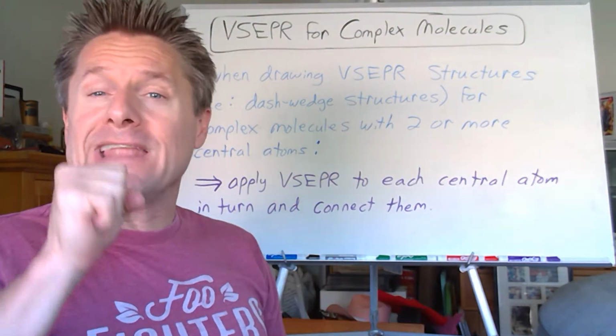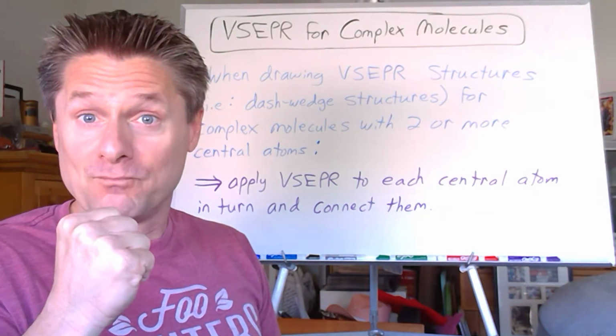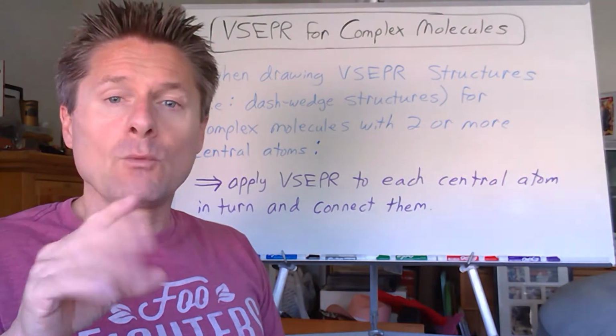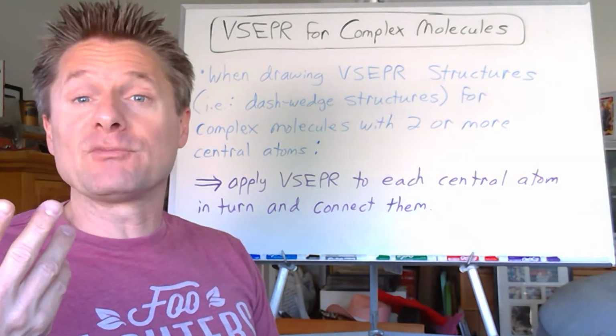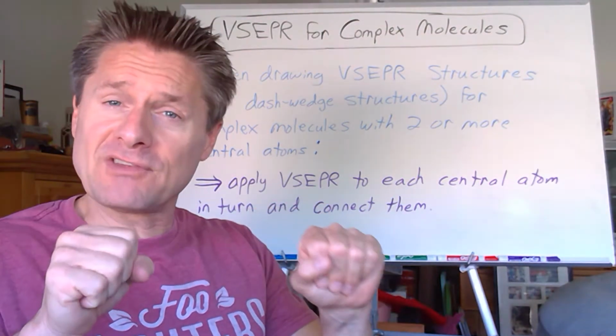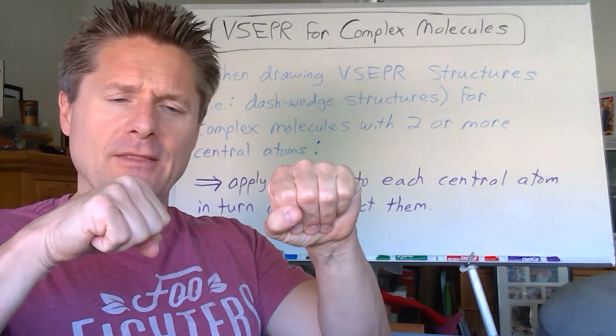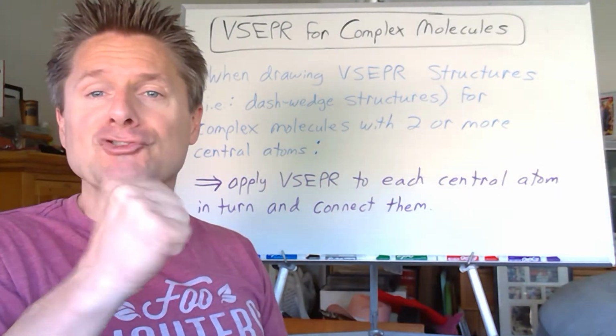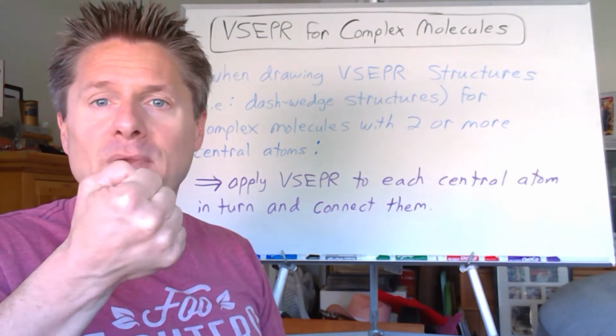VSEPR applies to an individual central atom. Okay, I guess you could apply it to a terminal atom too, but it's kind of weird. We'll need to do that for the model sets we're going to be doing later. But at least for now, we're going to focus on the central atoms, connect them together, apply VSEPR to the first central atom, and you'll get some kind of molecular shape, whether it's tetrahedral or trigonal bipyramid, whatever it is.